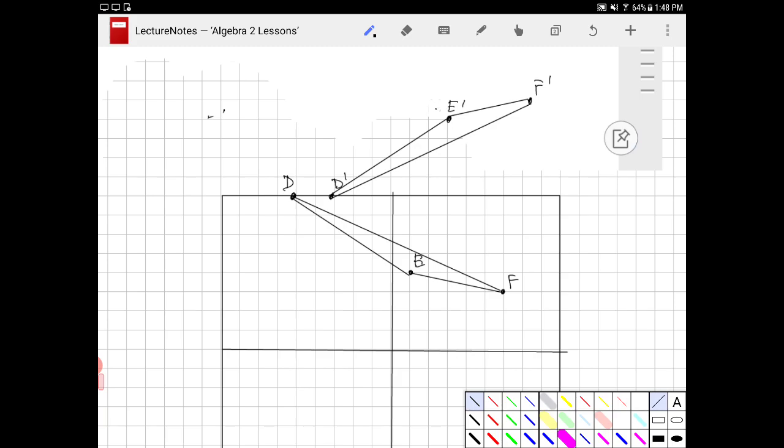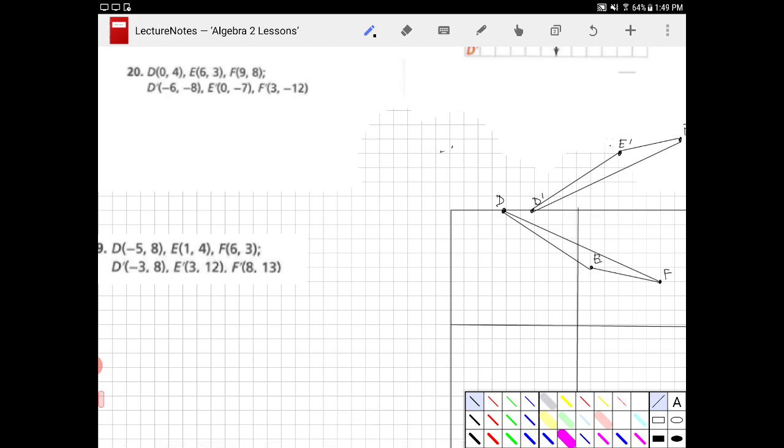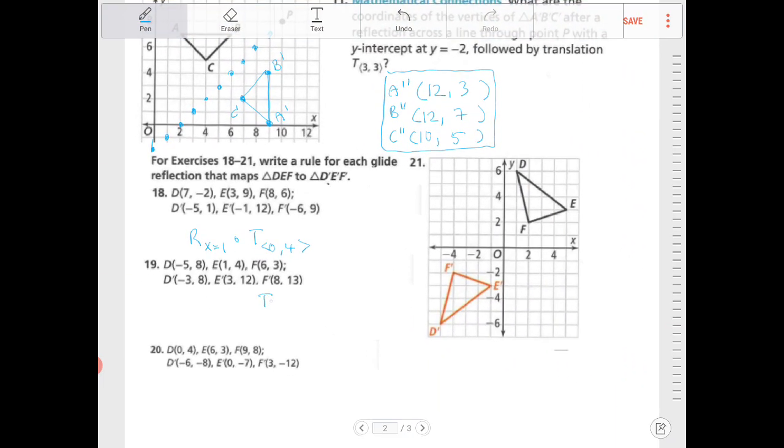So this looks like it's going to be a translation of 2 to the left, no, 2 to the right, and reflected over line y equal to 8. So translation of 2 to the right and reflecting over line y equal to 8. So, and then the last one here.